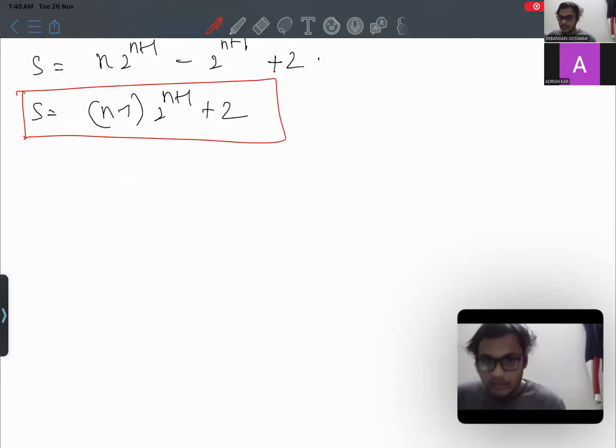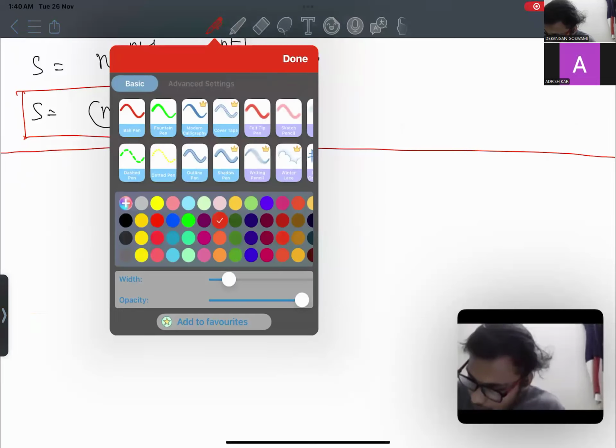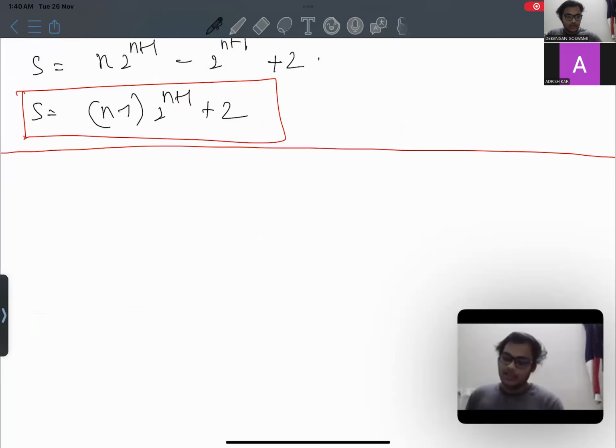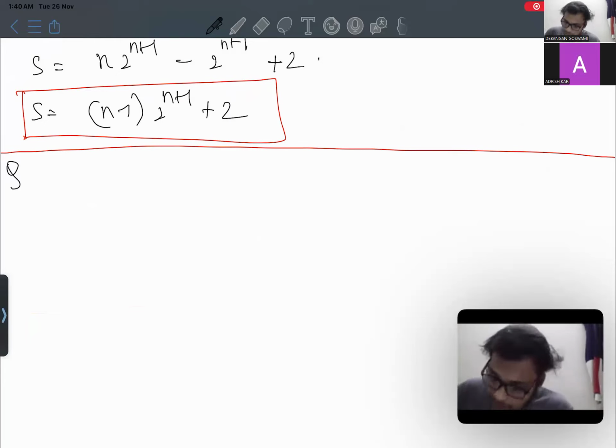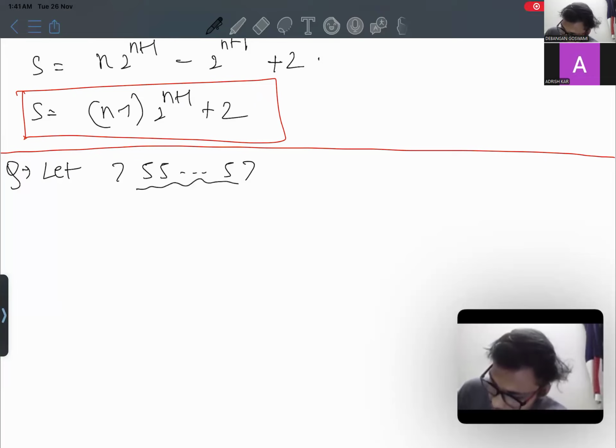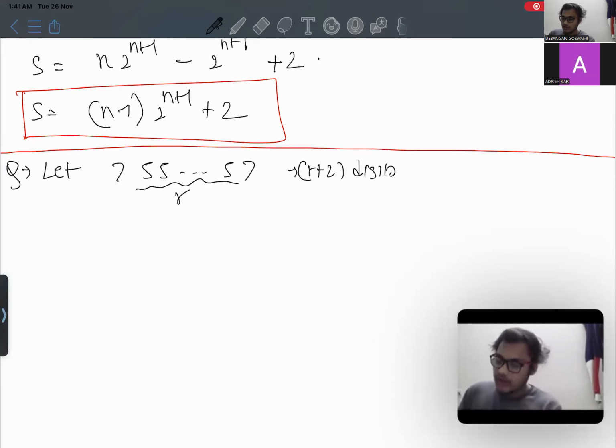So before finishing the lecture, guys, I would like to throw a bit of a challenge at you guys. This question actually came in JEE Advanced 2023. So I'll just write the question, guys. Basically, in this question, we are being given a number 7557, where this 5 is repeated r times, and the total number of digits in this number is r plus 2 digits, right, guys? The first and last digit is 7, and in between every digit is 5, right?